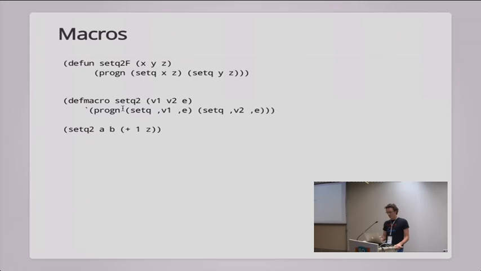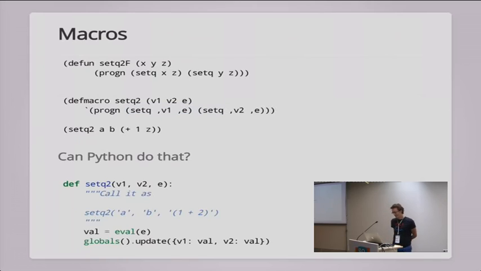Can we do the same in Python? Almost. To do this kind of thing, we could do something like this, which is horrible, and almost works. Basically, you pass two strings like A and B, and then you pass an expression. You evaluate the expression, and then you update the globals with this thing. It's not exactly the same, but it kind of works. But don't do that, of course.